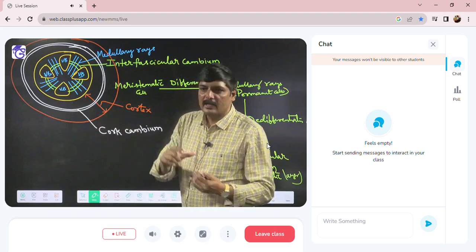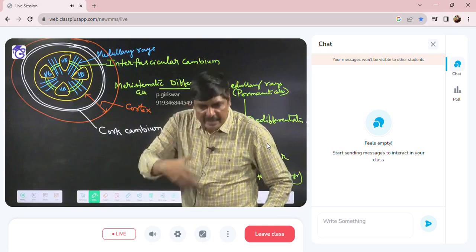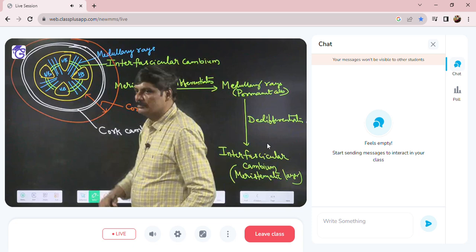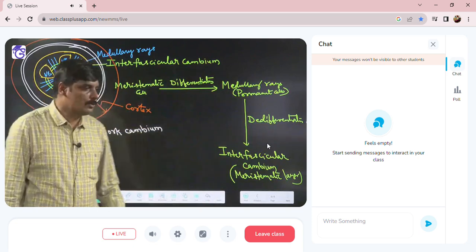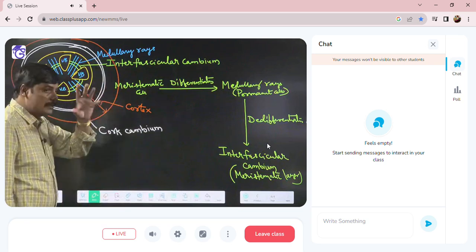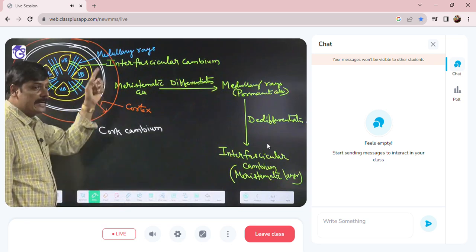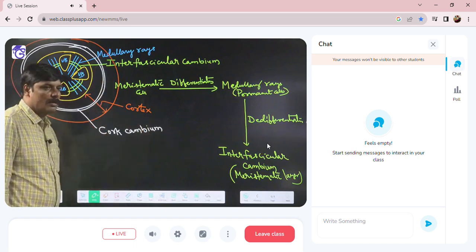Now, some cells of the cortex de-differentiated and form cork cambium. So, cortex is a permanent cell, and that permanent cells again de-differentiated and form meristematic cells called cork cambium.